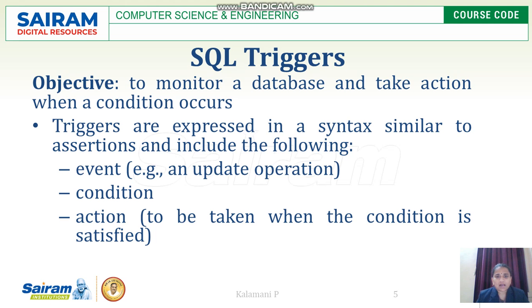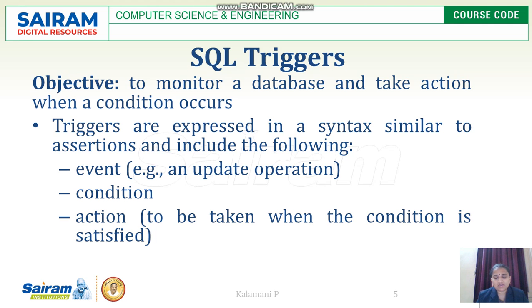Dear students, already in the last class we had discussed assertions. In an assertion, if the corresponding condition is violated, we get a message: assertion violated. That operation will be stopped. For example, if an employee's salary is more than the manager's salary, the query won't be executed. That's all.